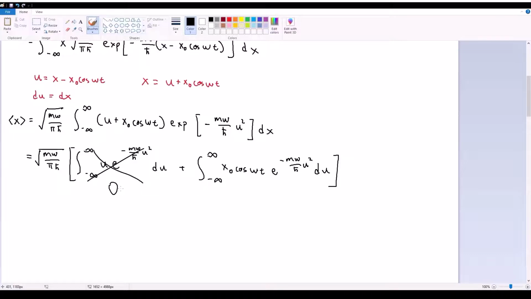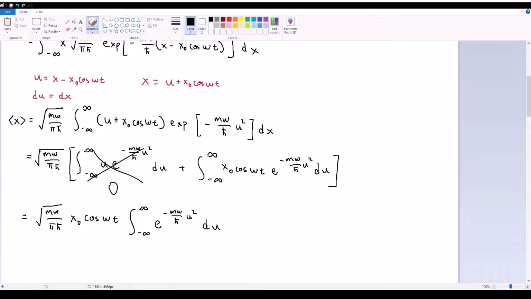So because of that, for every positive term in this integral, we have an equal matching negative term in the resulting summation. So everything cancels out, and we only have to worry about this rightmost term. So we're going to get square root m omega over pi h bar times x naught times cosine of omega t times the integral from negative infinity to positive infinity of e to the negative m omega over h bar u squared du.